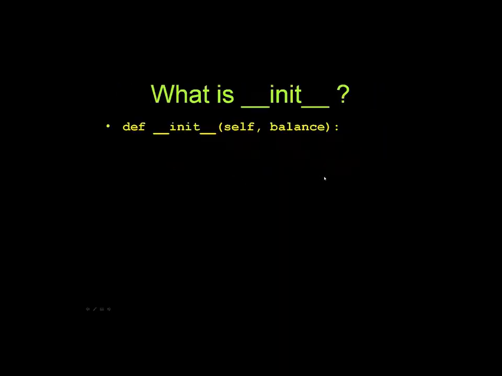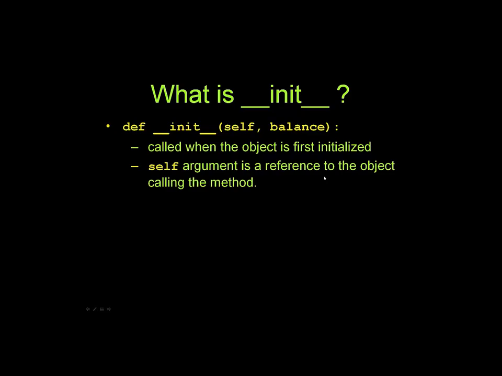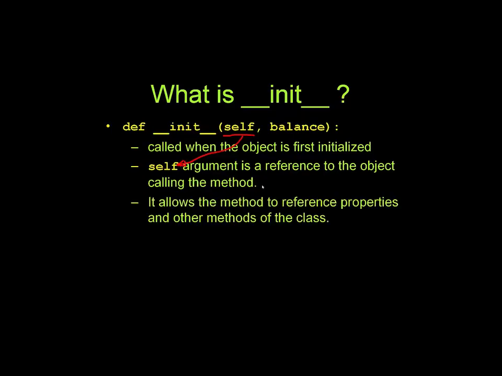So what is this init thing again? It's actually a function that's called when an object is first initialized. The self argument, as I mentioned before, is a reference to the object calling the method, and it allows the method to refer to properties and other methods of the same object, not just the class.